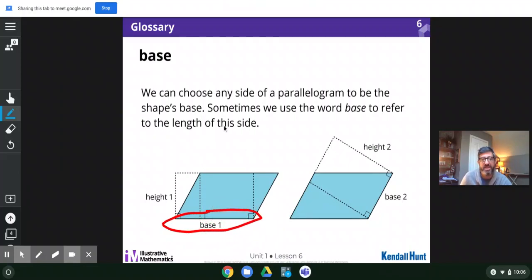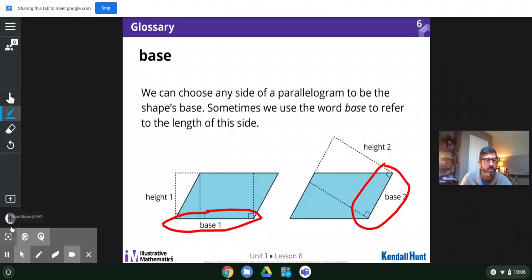So the base can be any side that you choose. A lot of times it's easier if you choose one that's horizontal. That way, when we go to find the height, which I'll show you in just a second, it's a little easier to deal with. See, on this second example, they chose the base here instead of this bottom line, and it's a little more confusing. So if you can, always try to choose the bottom one that's horizontal. So let's go to the next one.